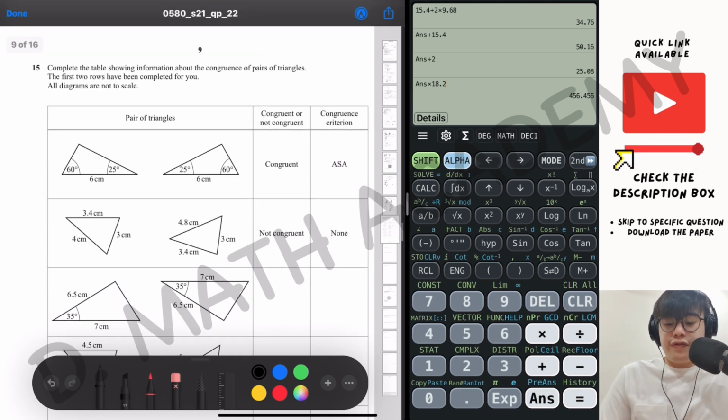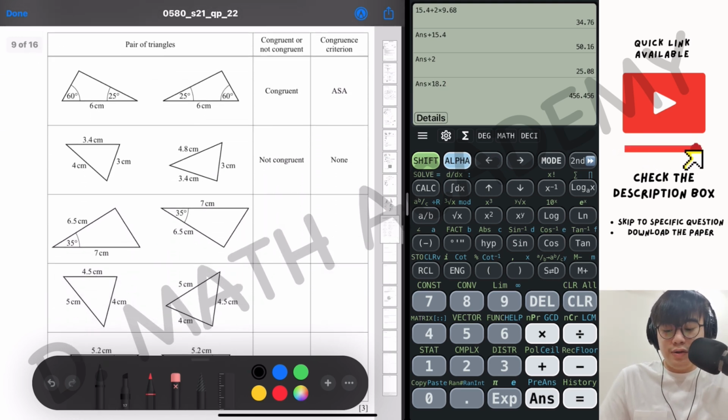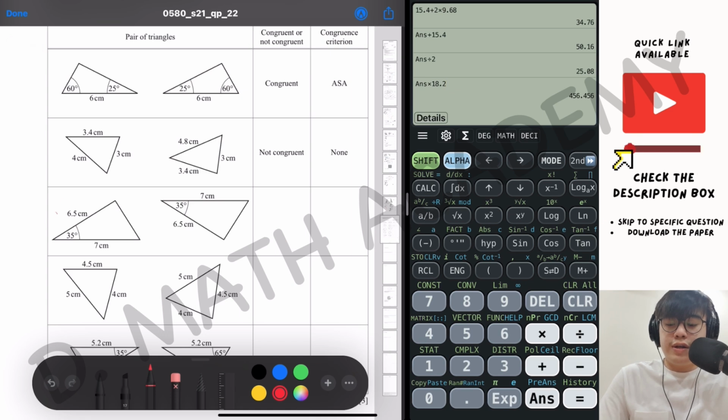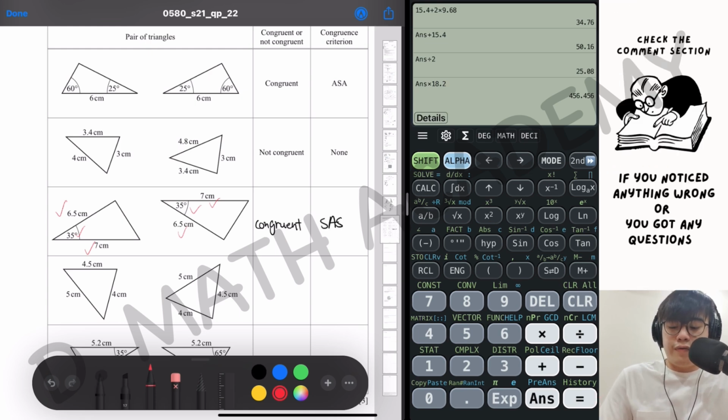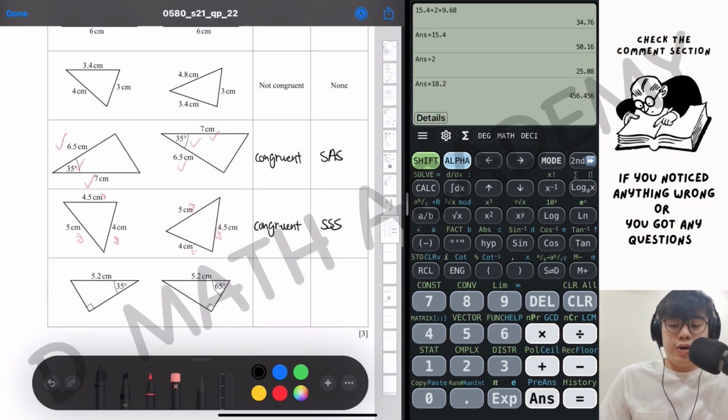Moving on to question 15. They gave you some samples here. They gave you side, angle, side, so this one will qualify as congruent with SAS, side angle side. While the other one is 4.5, 4.5, 4 and 5, so this will be congruent as well with side supporting calculation.